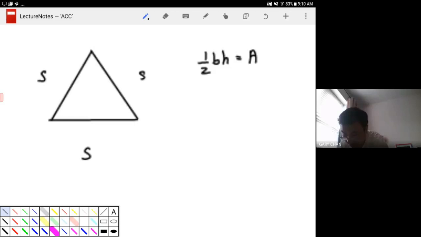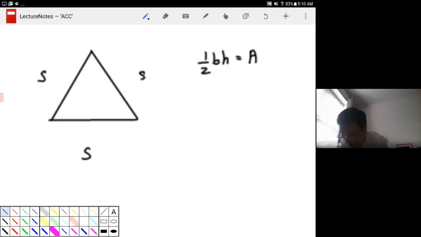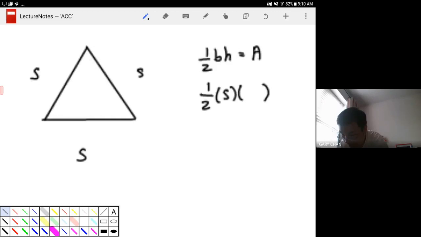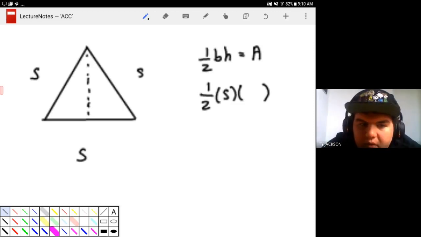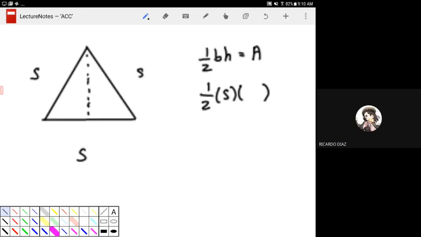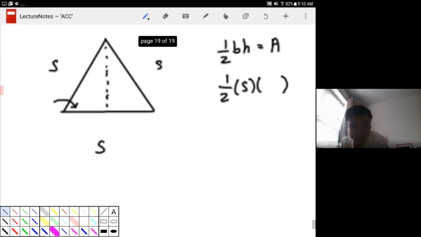So immediately, what's the base here? The base is S. So I know that this is 1/2 S, and the tricky part here is figuring out what H is. How do I find out what H is? There are a couple of ways that you can approach this. You can use trigonometry and use sine or cosine, or tangent. You can certainly use sine, cosine, tangent. So if you do that, what's this angle over here that I just drew? That is 60 degrees.